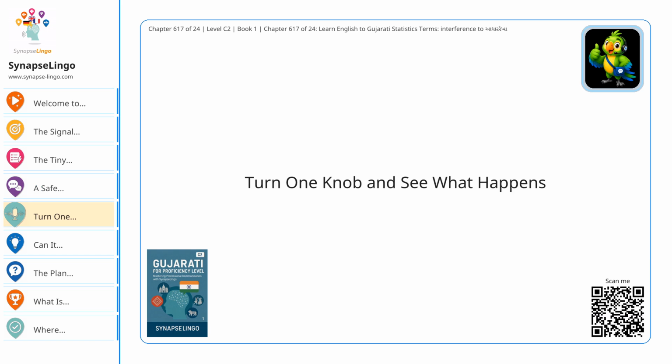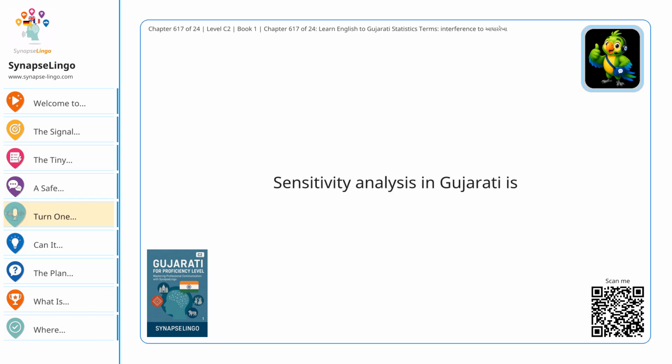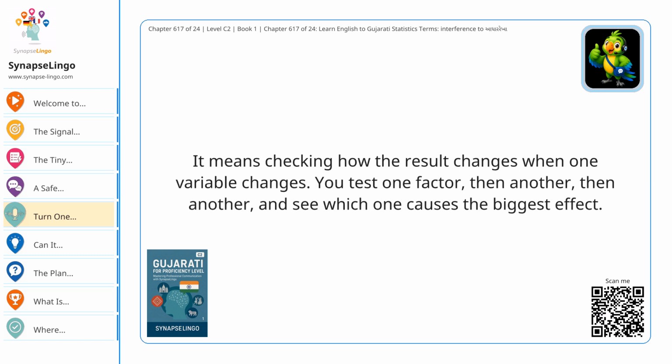Turn one knob and see what happens. This section is for your inner detective, or your inner person who enjoys pushing one button and pretending it is science. Sensitivity analysis in Gujarati is સંવેદનશીલતા વિશ્લેષણ. It means checking how the result changes when one variable changes. You test one factor, then another, and see which one causes the biggest effect.